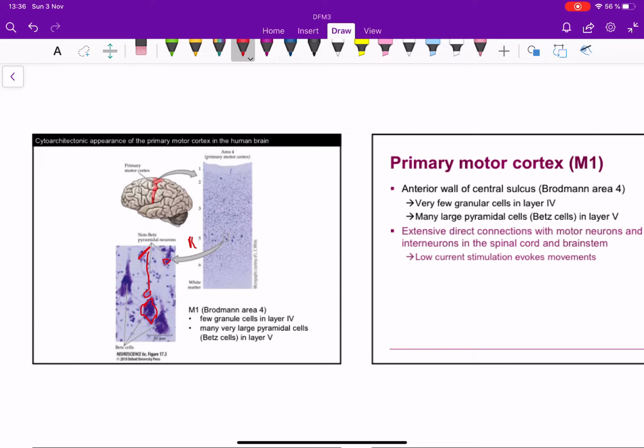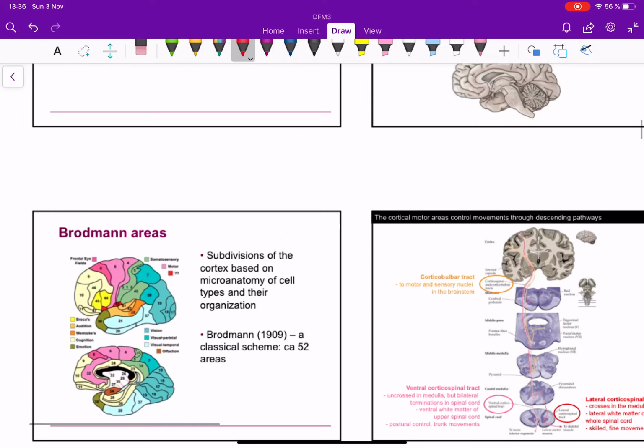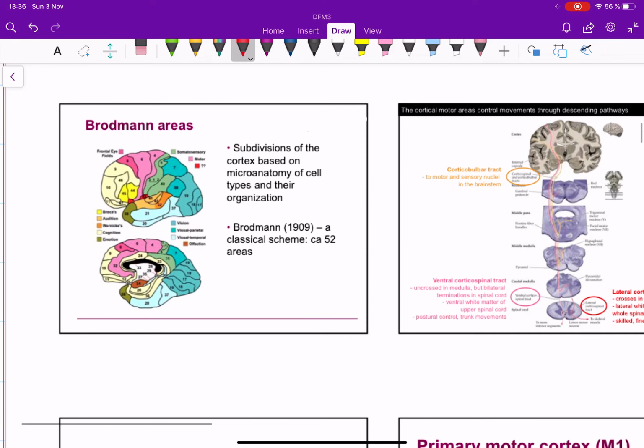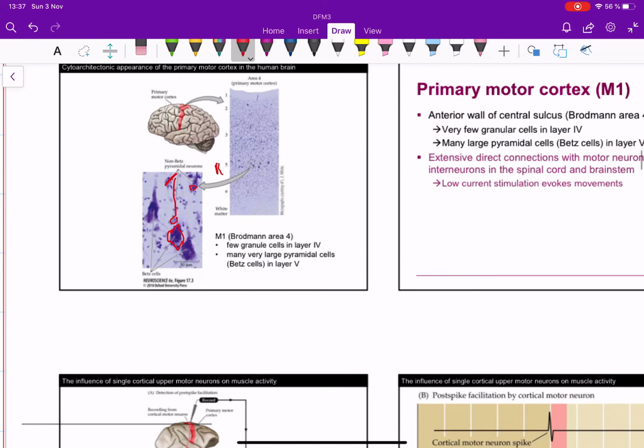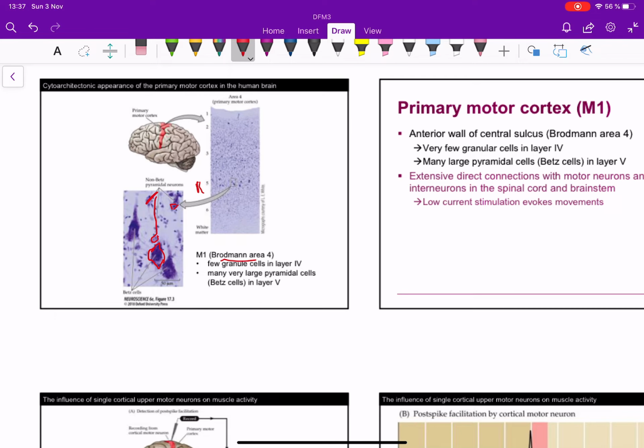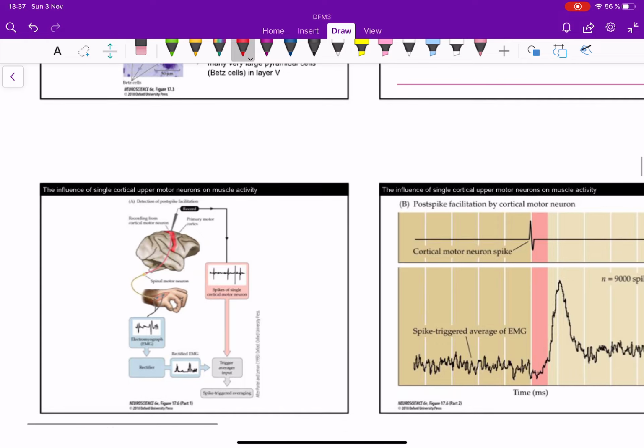There is also a division for each part of the cortical area, called the Brodmann areas. Each area has its own name. The primary motor cortex is called Brodmann area 4. Okay, so what is the function of this area?